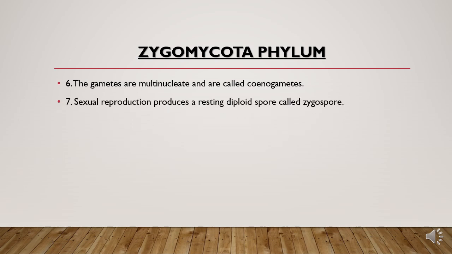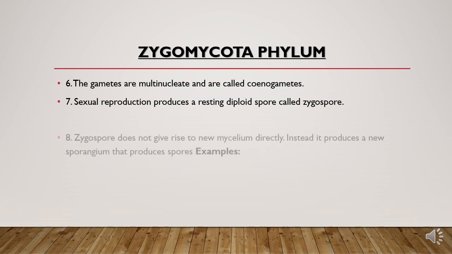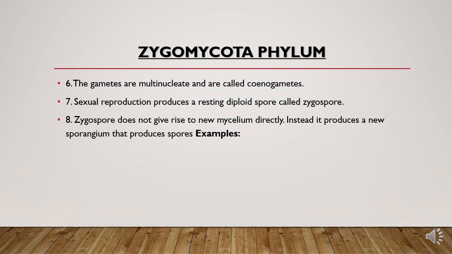Sexual reproduction produces resting diploid spores called zygospores. So when the zygospore is produced, it is going to give rise to a new sporangium. So this particular phylum can undergo both sexual and asexual reproduction, but the zygospore does not give rise to a new mycelium directly, no, but the sporangium arises. So an example is the squirting fungus, the Rhizopus.